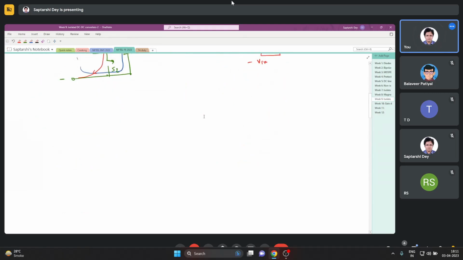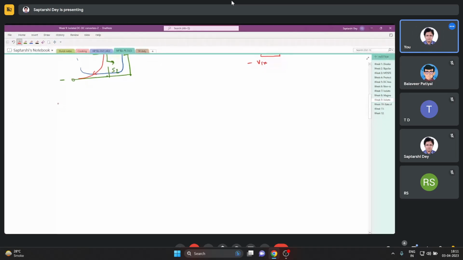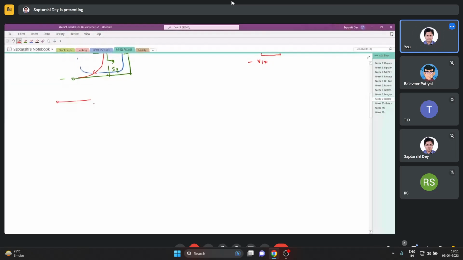Now this same circuit I will draw once again. I will just draw the diodes.